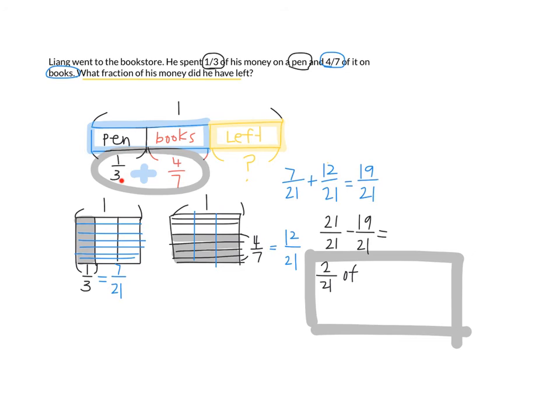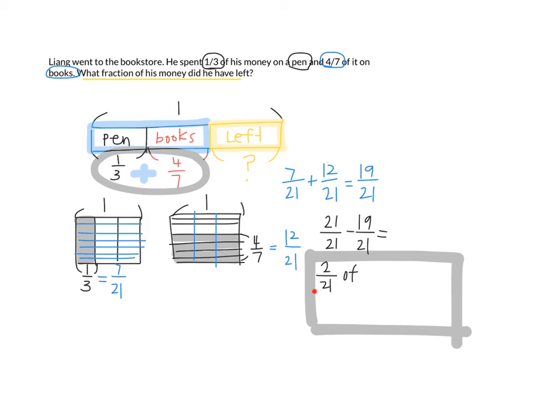We can see that first we had to add 1/3 to 4/7 to find out how much money Liang already spent. Using rectangular fraction models, I saw that 1/3 is equivalent to 7 21sts, and 4/7 is the same as 12 21sts. So if I rewrite this addition problem, I can write 7 over 21 plus 12 over 21 equals 19 over 21. Then I have to subtract that total, that sum, from 1. But instead of thinking of 1, I can think of it as 21 21s, right? Because that gives me the same units. So if I have 21 21s, or 1, and I take away the 19 21s that Liang has already spent, I end up with 2 21s.